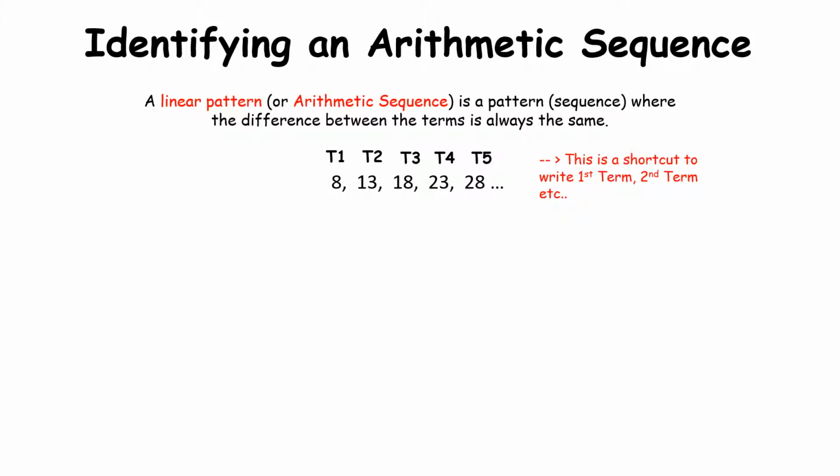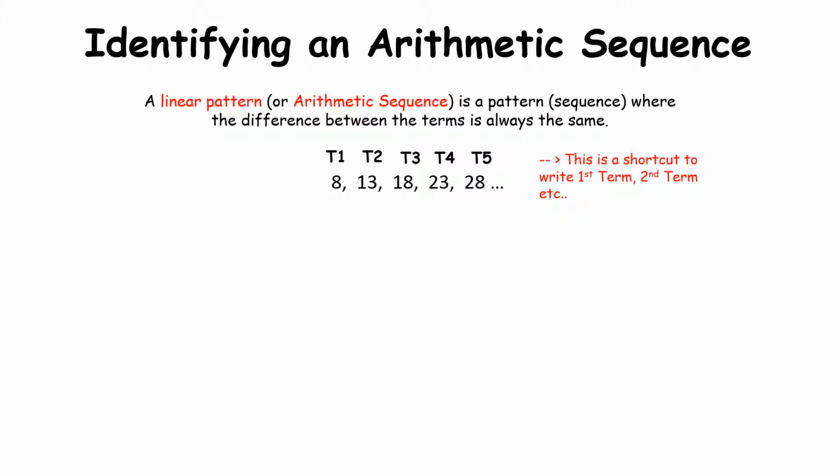So arithmetic is another way to say linear, and pattern is a more encompassing word for sequence. When we talk about numbers, we tend to call it a sequence. A pattern tends to be more about pictures, and we'll see how the two relate later in this PowerPoint.